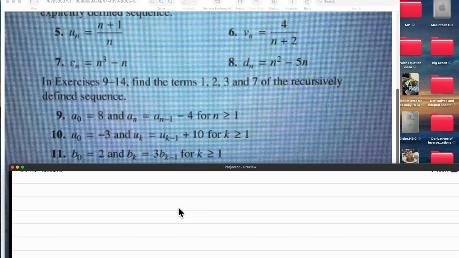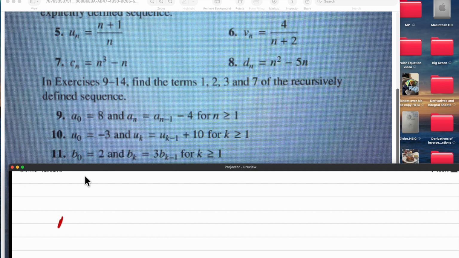Let's test our understanding of the geometric formulas when presented with a little curveball here. So we're going to do number 11. So let's look at number 11. For these exercises, they want us to find the terms 1, 2, 3, and 7 of the recursively defined sequence. Okay, recursive, we think neighbor. So look what they're telling us here. Here they're using B instead of A for the amount. So this is saying that the amount when n equals 0, but they're using K. Okay, so they're trying to trip us up here.